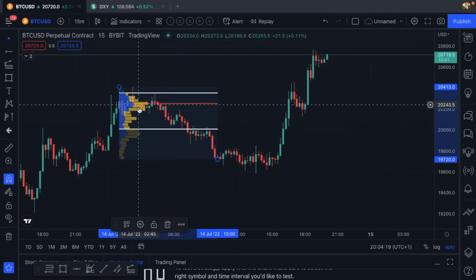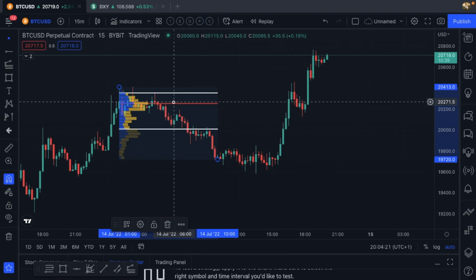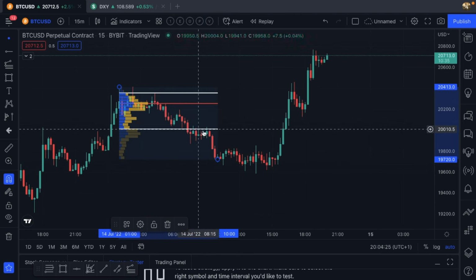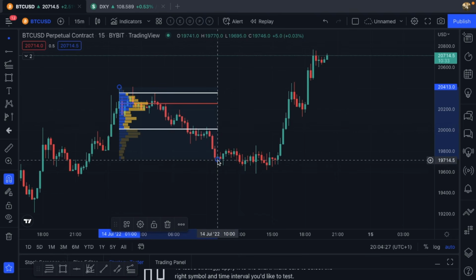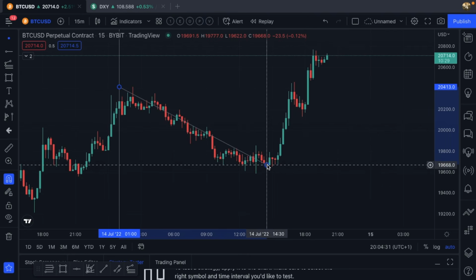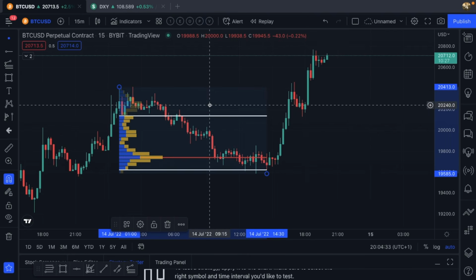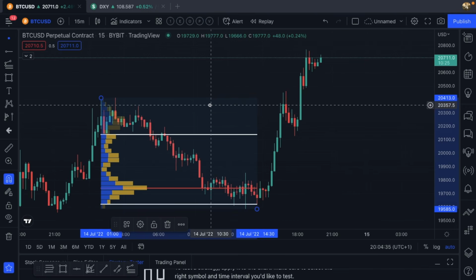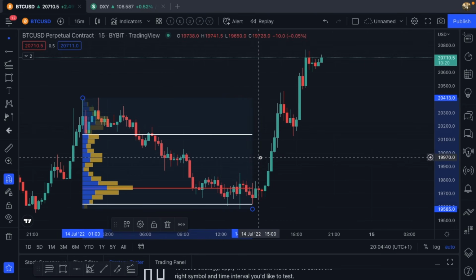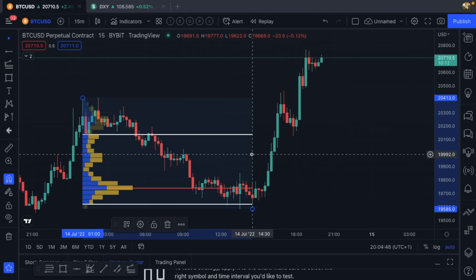We know that there's some interest at this area where the point of control is, and also around here there's been some good interest. But what I do is I always wait for the New York Open. If I'm not in a trade, that's my favorite time to trade, is the New York Open. And the New York Open for us here in the UTC time zone is 2:30.